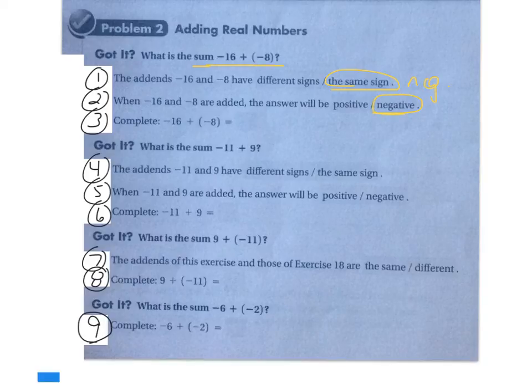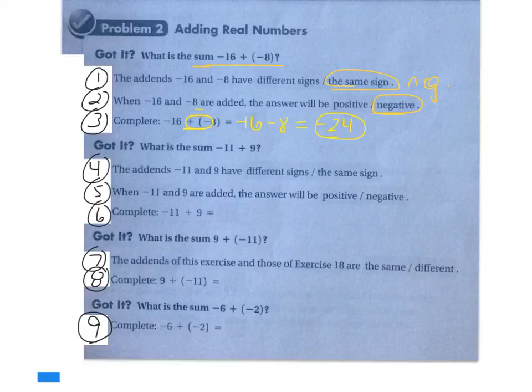Now to go ahead and complete this, we're going to think about putting those two signs together, and that'll become negative. So negative 16, negative 8. I owe 16, I owe 8, so I'm going to owe 24, and that'll be my answer. Let's go on to the next problem.